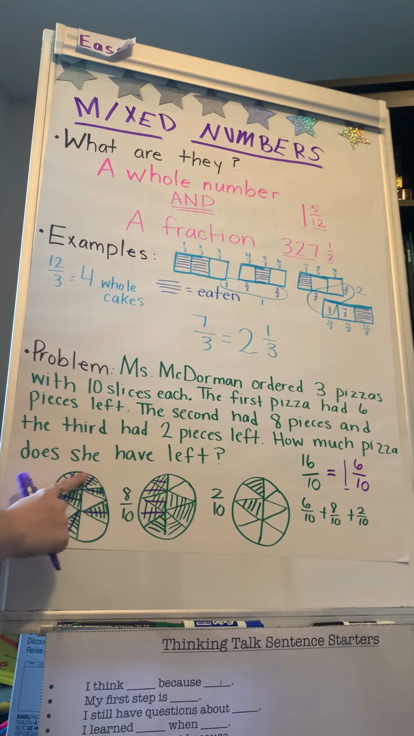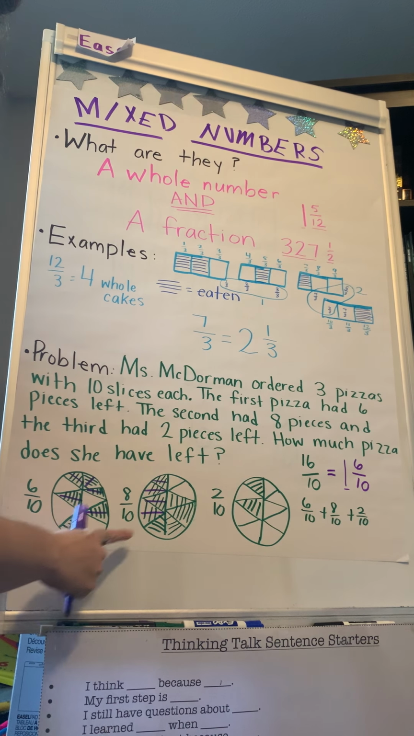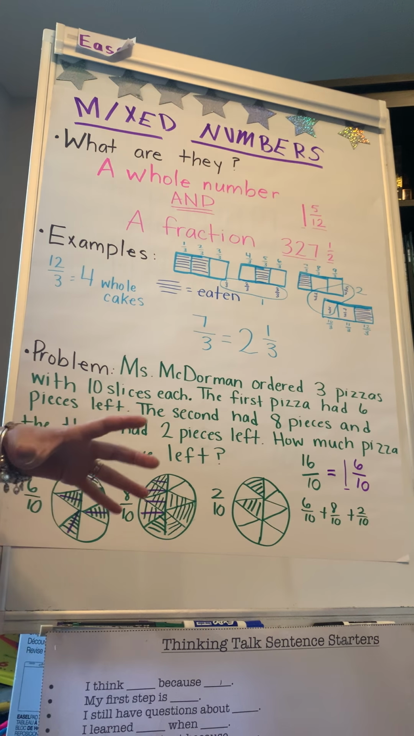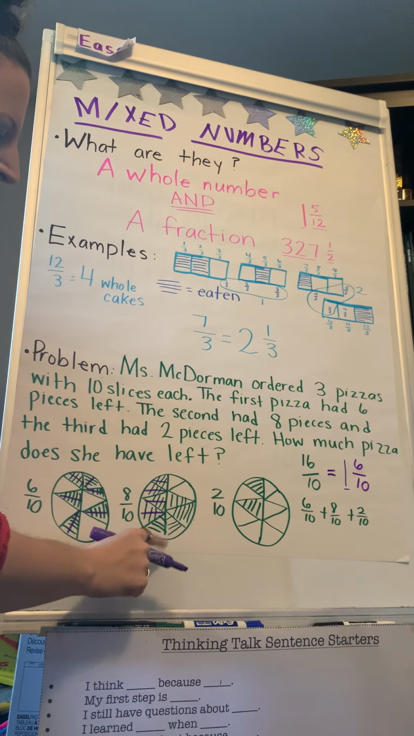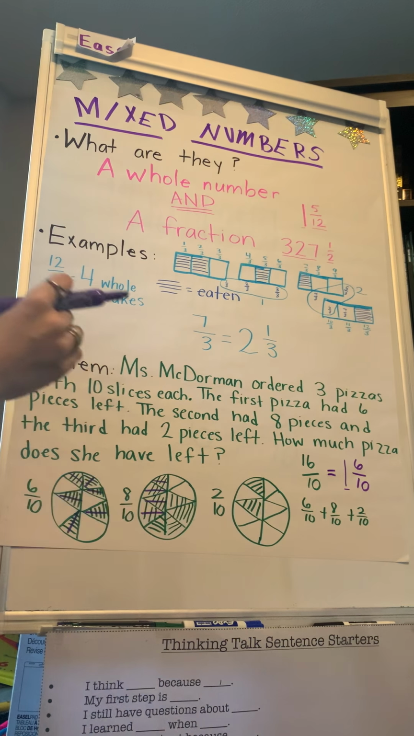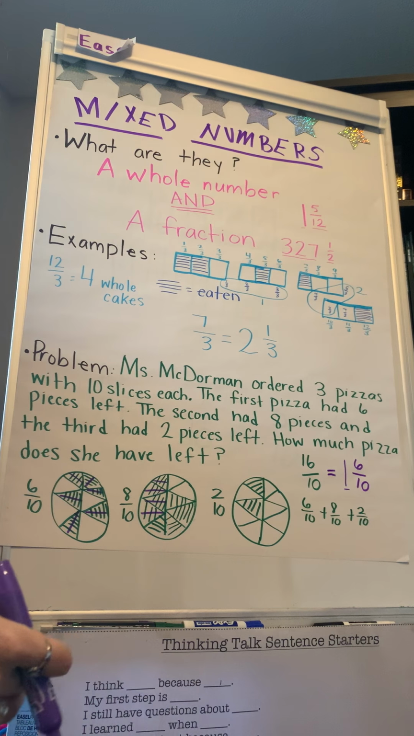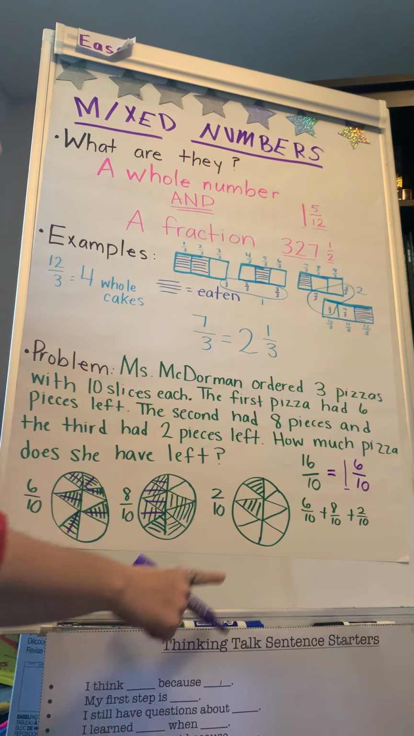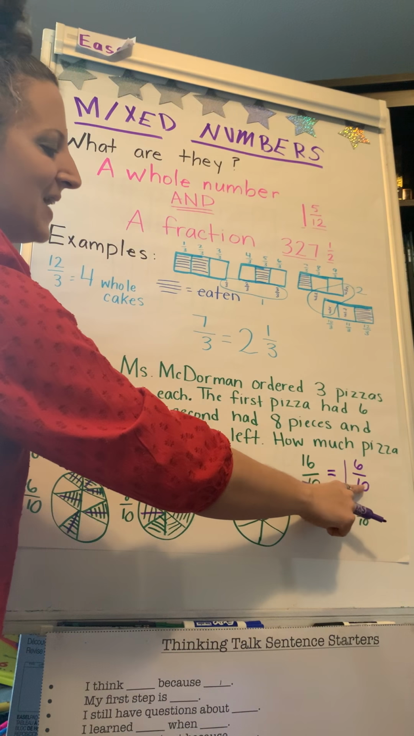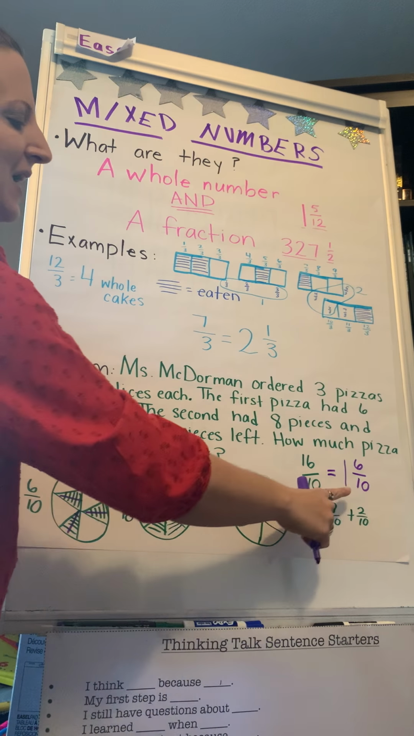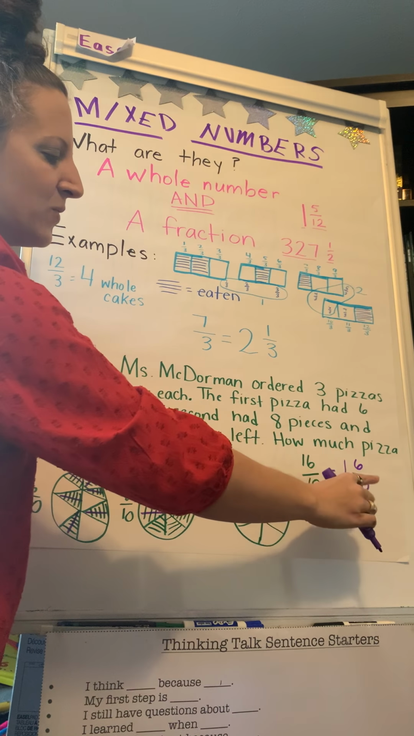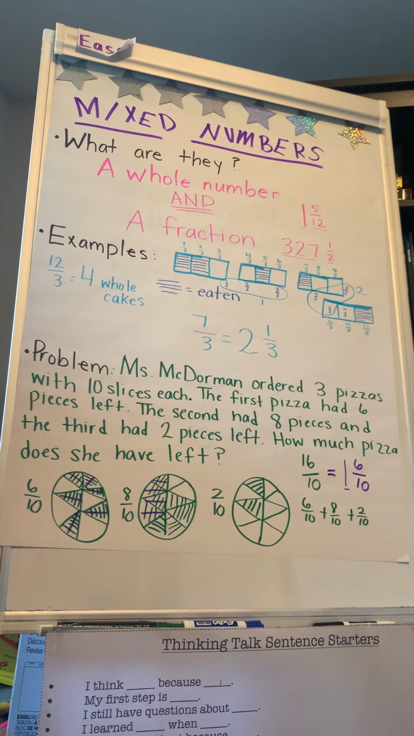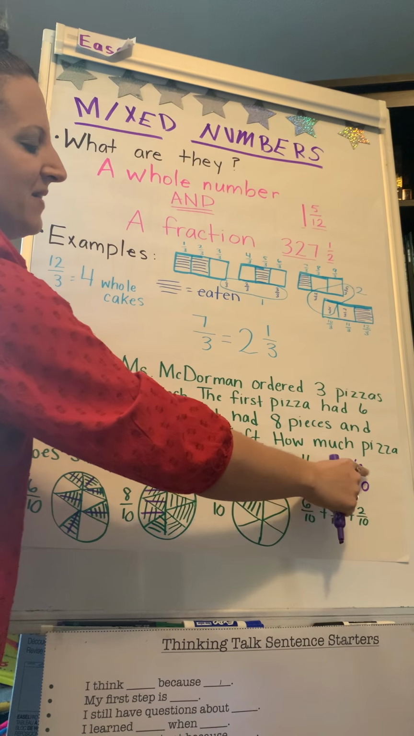When we combined the 6 pieces from the first pizza and 4 pieces from the second pizza, we put back together one whole pizza. After we put that together, we have 1, 2, 3, 4, 5, 6 pieces of pizza left. We don't have enough to make another whole because it takes 10 to make a whole. So we have 6/10 remaining. So we have one whole pizza, which is 10 pieces, and 6 out of 10 pieces left over. So instead of saying we have 16/10 of pizza, we have one whole pizza and 6/10 left over.